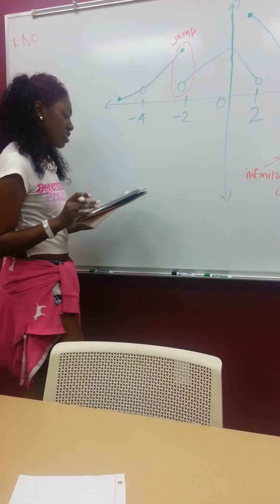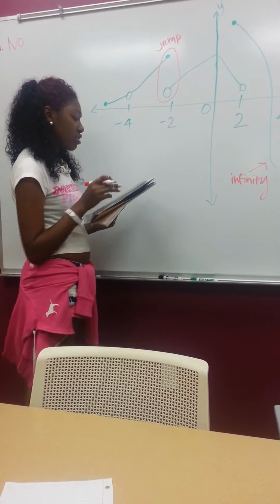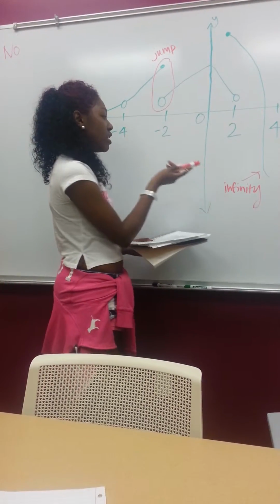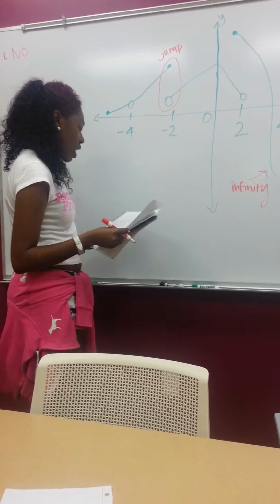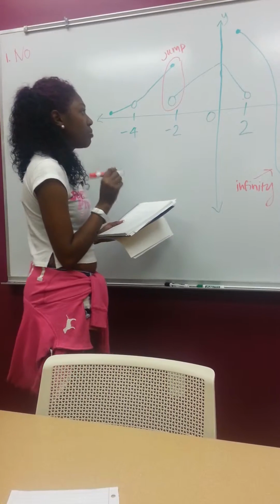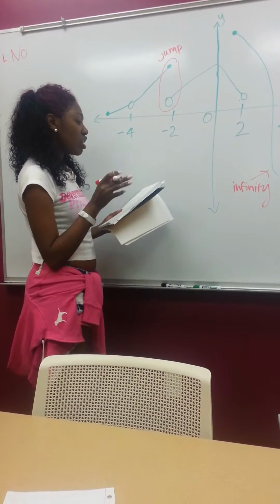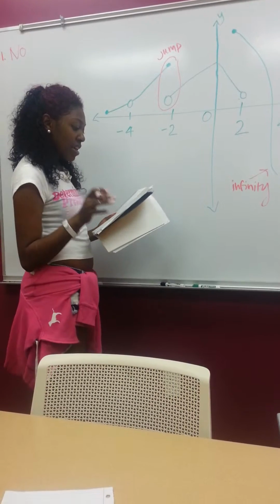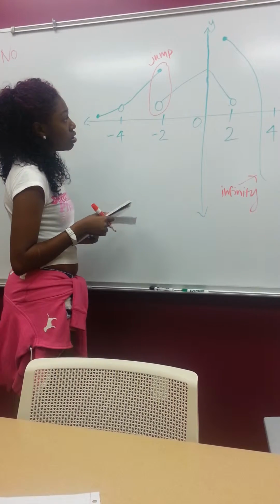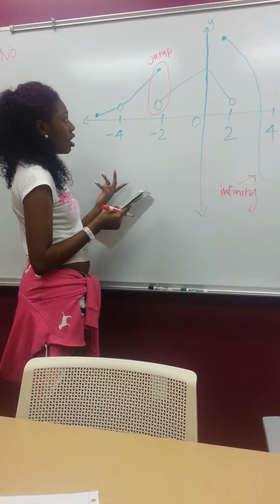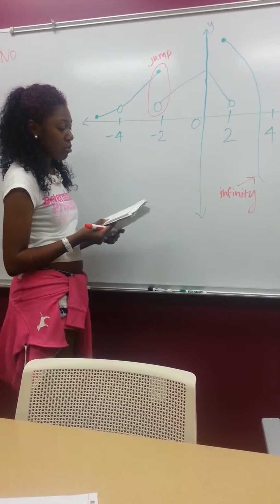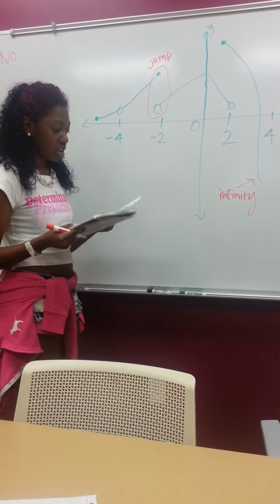For number 3, it asks us to explain which type is not present. So we see that we have jump and infinity, so therefore the removable is not present. And we know that removable is not present because no limit exists. A function has a limit as x approaches c if the one-sided limits are the same. So since we don't have that, we know that no limit exists, so therefore we don't have removable discontinuity.